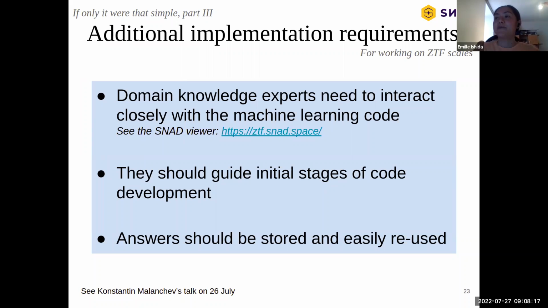yesterday. And in order to develop this environment, it is very important that these experts are involved in the initial stage of development of each code. This is a huge exercise of patience and diplomacy, but it's super important because they will guide the developers on what is necessary and what is not necessary to do. And the answers that they provide need to be easy to reuse.